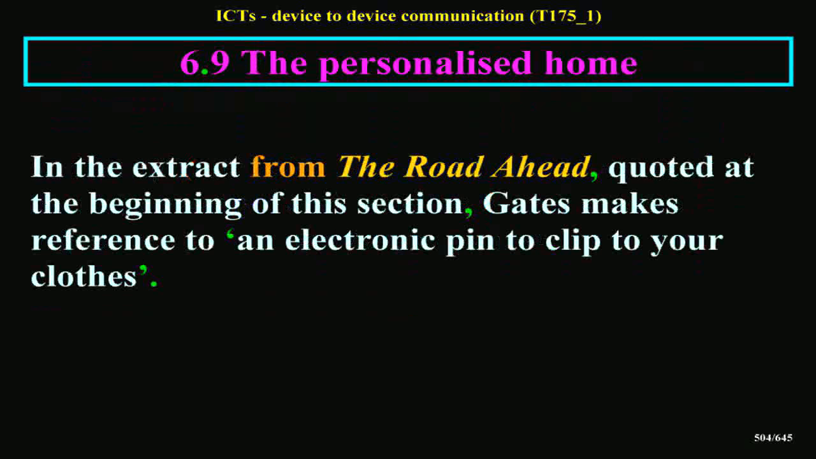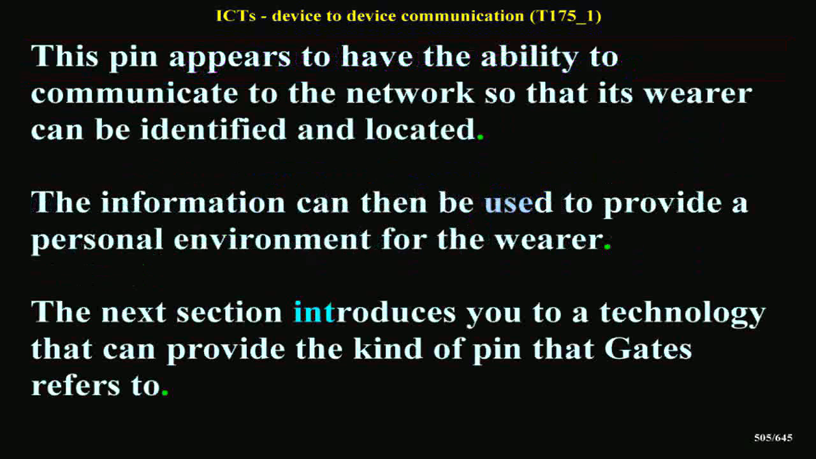6.9. The personalized home. In the extract from The Road Ahead, quoted at the beginning of this section, Gates makes reference to an electronic pin to clip to your clothes. This pin appears to have the ability to communicate to the network so that its wearer can be identified and located. The information can then be used to provide a personal environment for the wearer. The next section introduces you to a technology that can provide the kind of pin that Gates refers to.